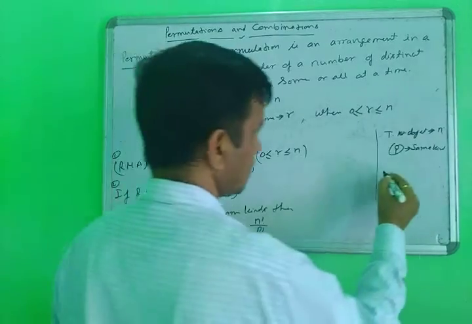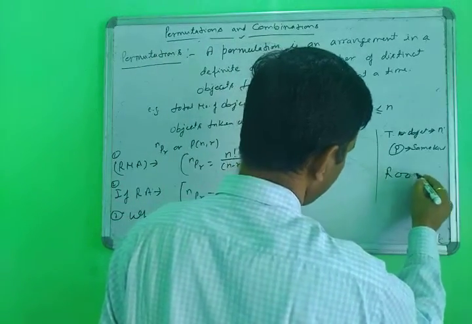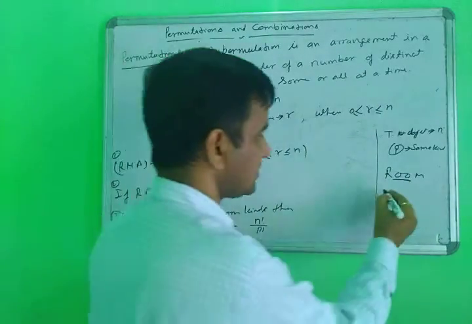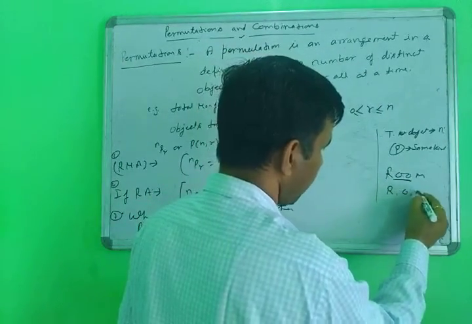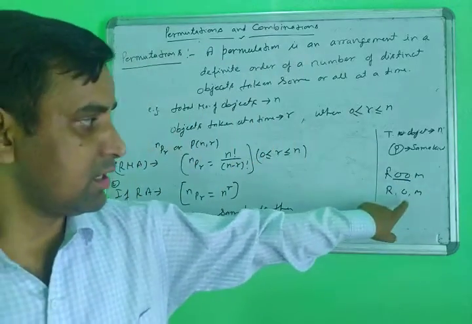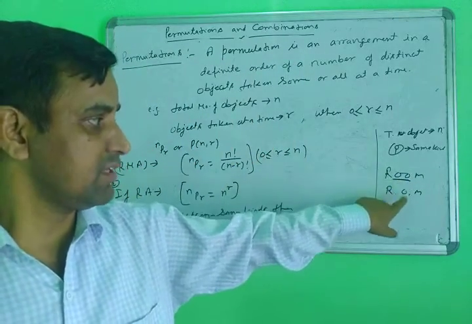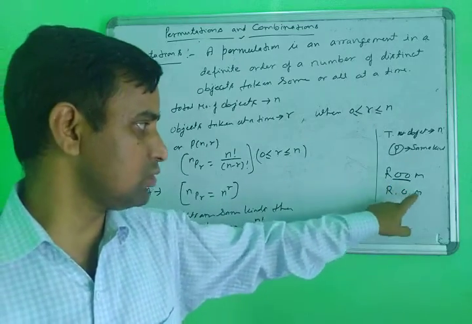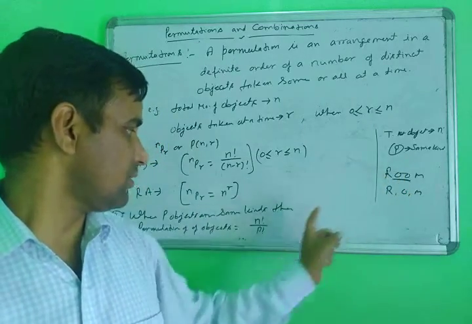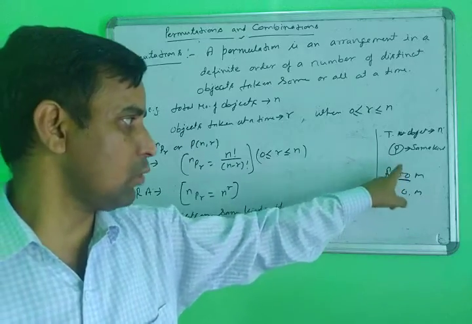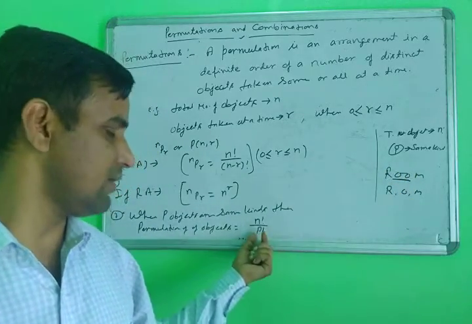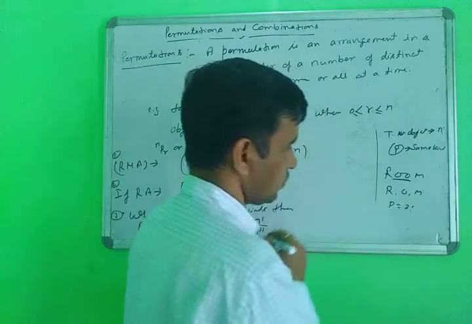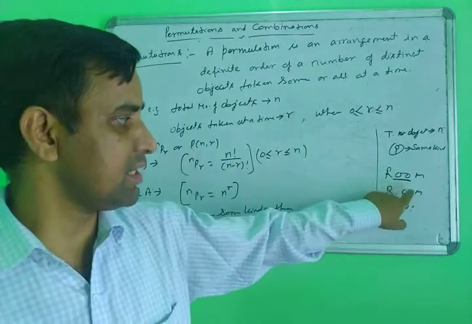Suppose you are writing the word ROOM, where the two O's are the same kind. How many letters are there? R, O, O, M, so 4 letters in total. But O appears 2 times, so we divide by factorial P. The total here is 4, but factorial 2 will divide it because O is repeating. So it is factorial 4 divided by factorial 2, because the value of P here is 2. O is repeating 2 times.